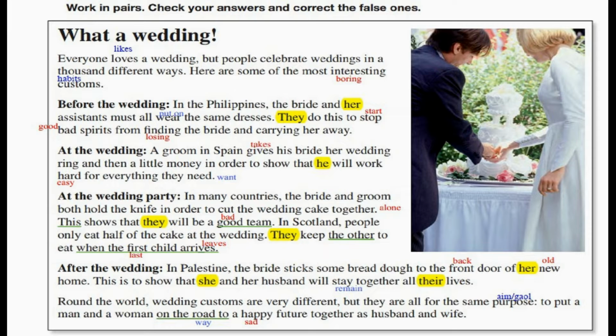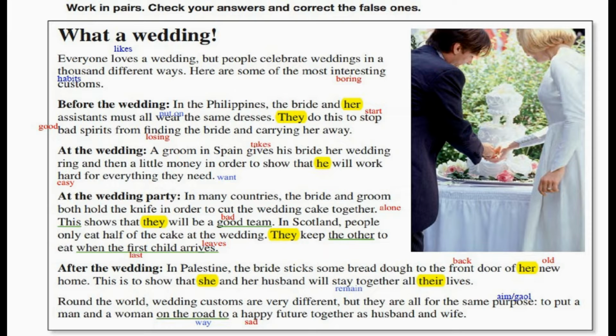At the wedding. A groom in Spain gives his bride her wedding ring and then a little money in order to show that he will work hard for everything they need. At the wedding party. In many countries, the bride and groom both hold the knife in order to cut the wedding cake together. This shows that they will be a good team. In Scotland, people only eat half of the cake at the wedding. They keep the other half to eat when the first child arrives.